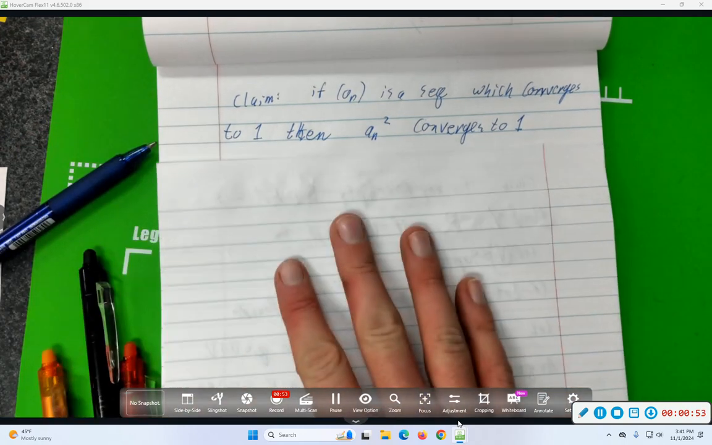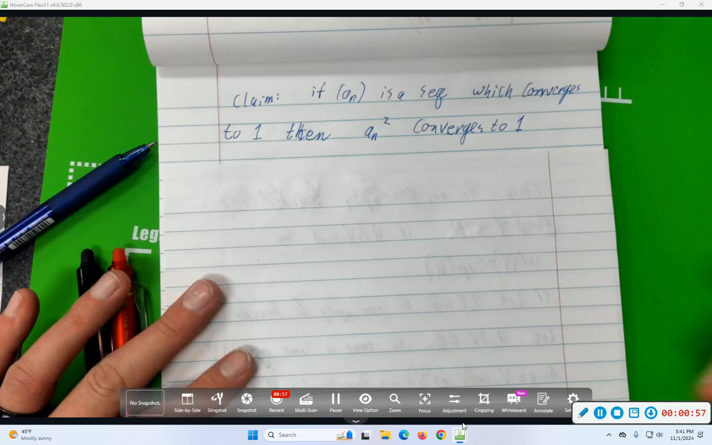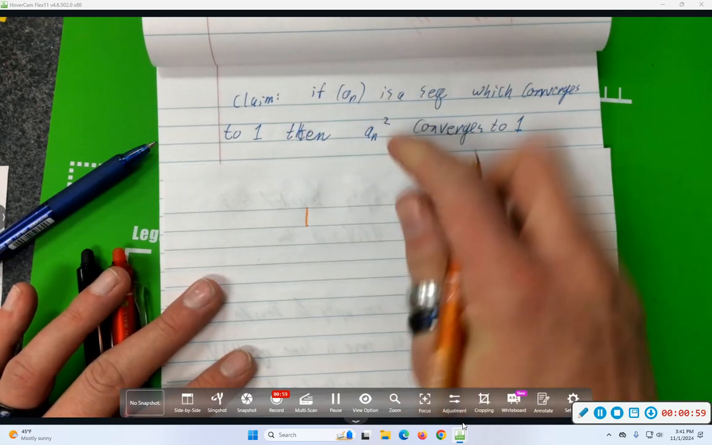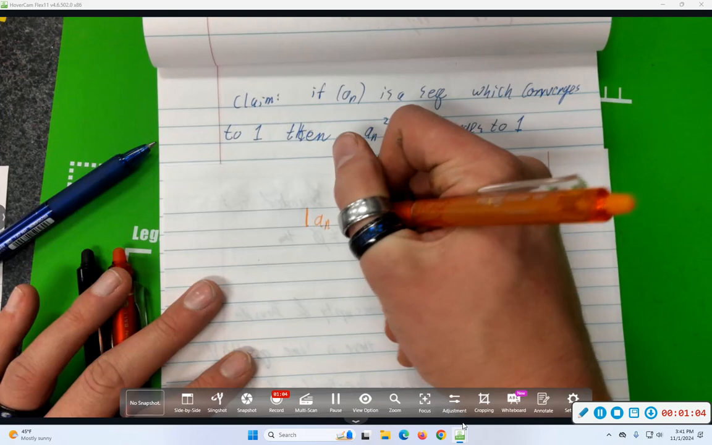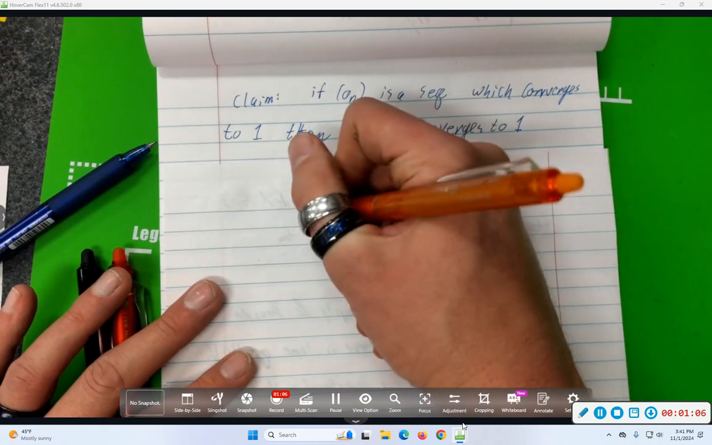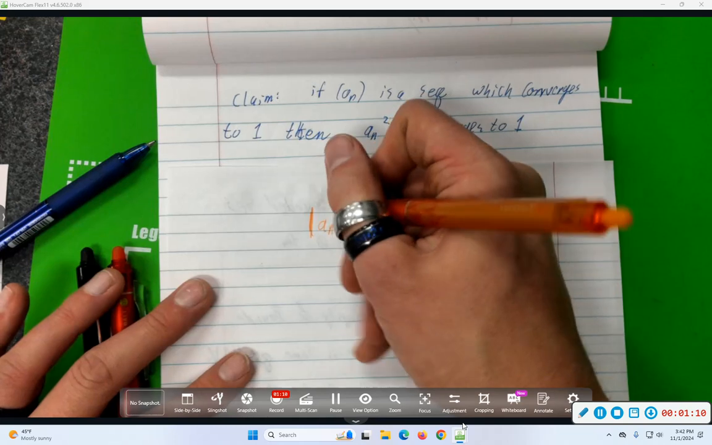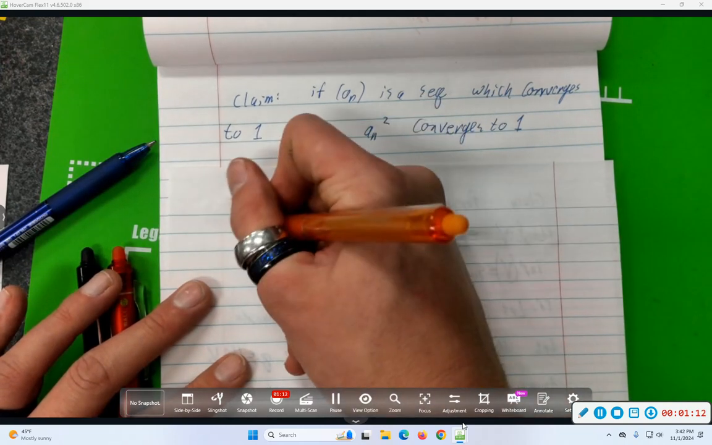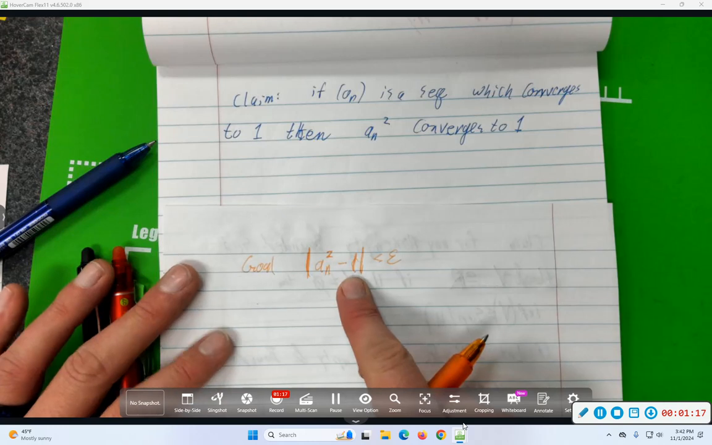So, I'm not going to try to be super clean with what I write right now. This is just scratch work. So, a_n is a sequence which converges to 1. You throw out all of the quantifiers. There's my goal: a_n squared converges to 1. That's what I want to get.